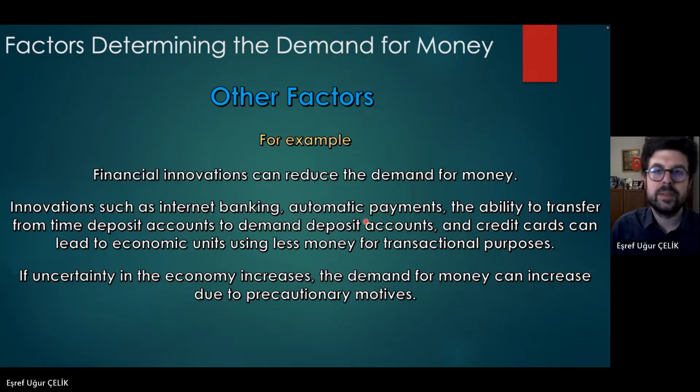But for example, if uncertainties become higher in some countries, we can increase our money demand. That means that money demand shifts to the right, because in times of uncertainty, we try to increase our precautionary motive for holding money. Okay.